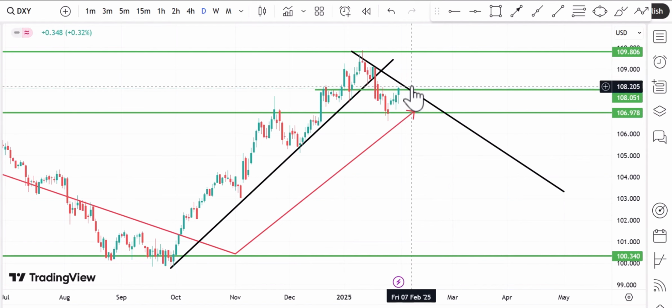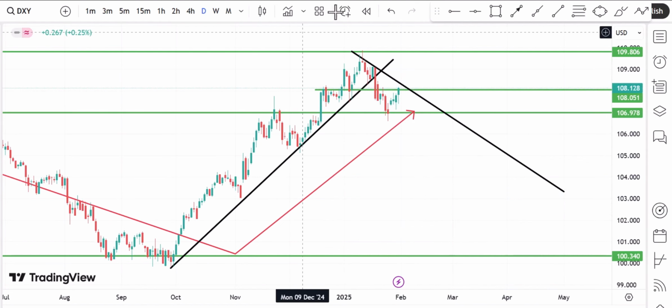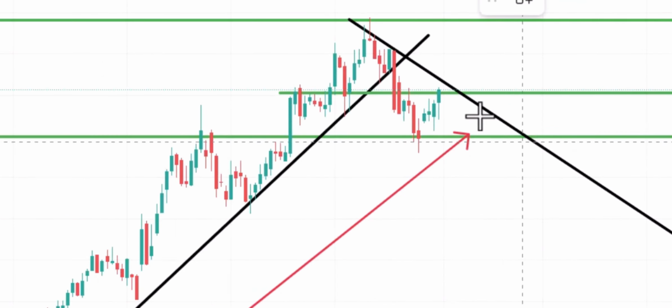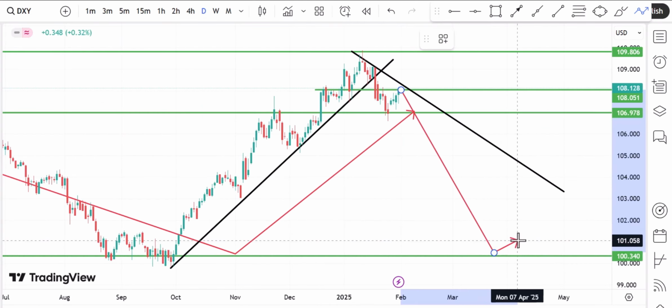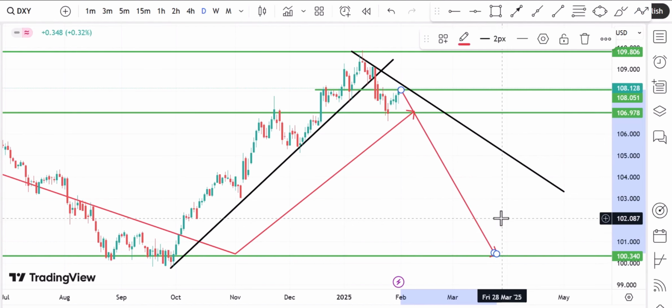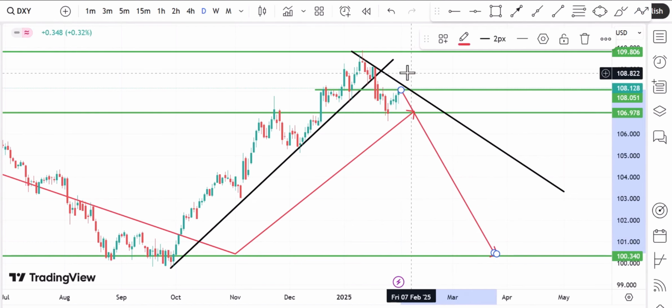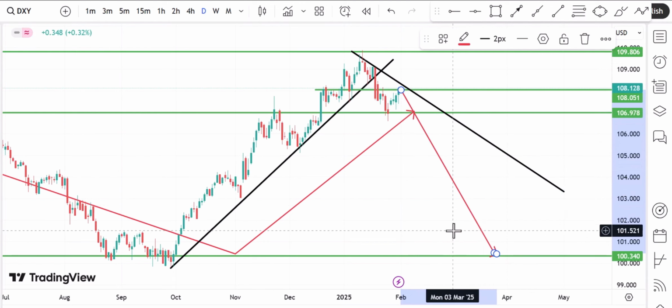So if it respects this trend line next week, it means the price might be coming down. That is what we have to look for on the DXY. If the price is going to be falling, we expect gold to appreciate. Okay, so let's go to the 4 hour time frame.